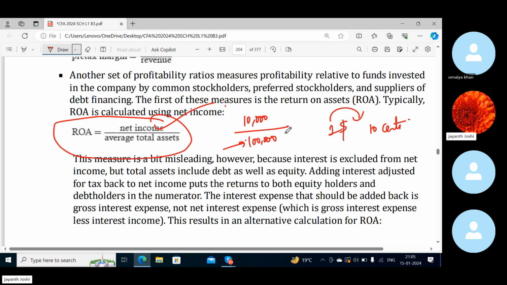That means you have bought machinery, you have bought land, you have bought building. So you've invested $100,000 for that and you made a profit of $10,000. So for investment of $1 in assets, I made 10 cents of profits. What I want to see here is whether previous year I earned more or less. In previous year for $1 I earned 8 cents. This year for $1 I have made 10 cents. This is a good year for me.